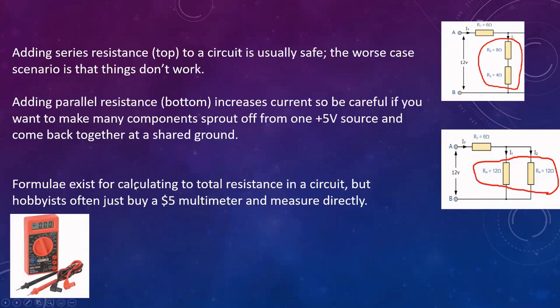Now, there are formulas for actually calculating what the total resistance in a circuit will be, as well as the current going through each component. But for a hobbyist, that doesn't really matter so much. You can buy a $5 multimeter like this one here, and it will tell you how much resistance goes from any point to any point within a circuit. So if you're in any kind of doubt about whether or not you've got too much current or voltage, or anything in a circuit that you might want to measure, you can measure it very easily and very cheaply. So if you get into electronics, you might want to purchase a multimeter.